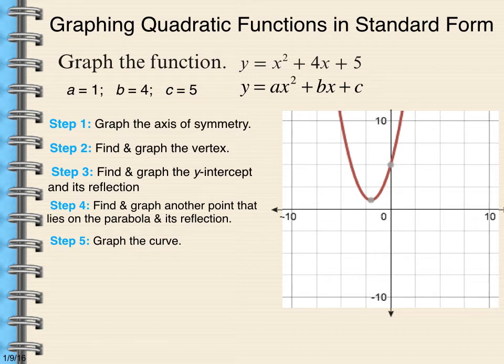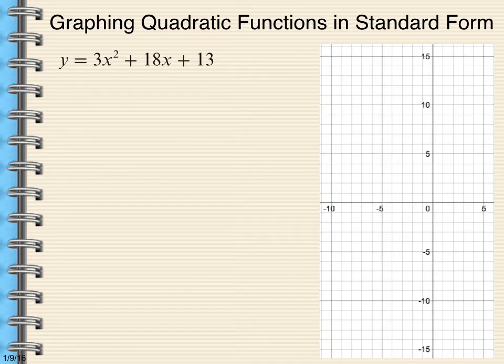So we'll do one more example. In this one, the leading coefficient will not be 1. y equals 3x squared plus 18x plus 13. This again is in standard form. And here a equals 3, b equals 18, c equals 13.